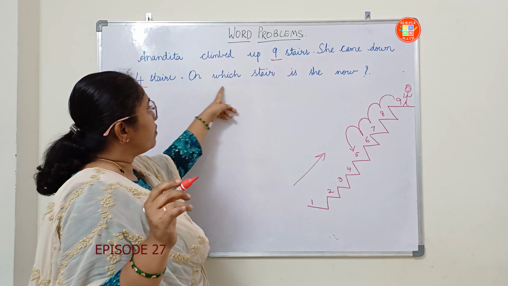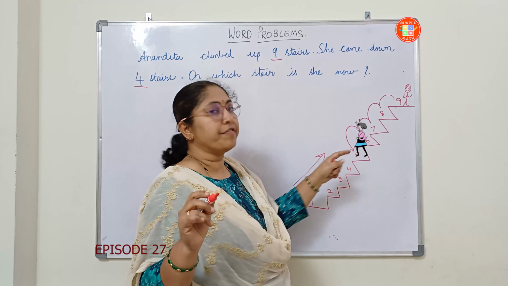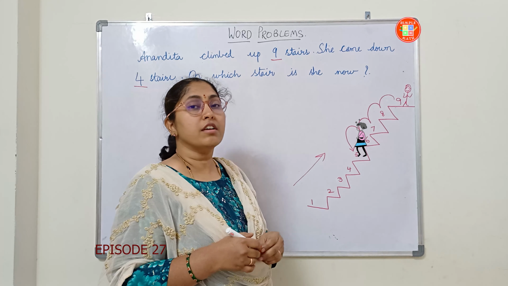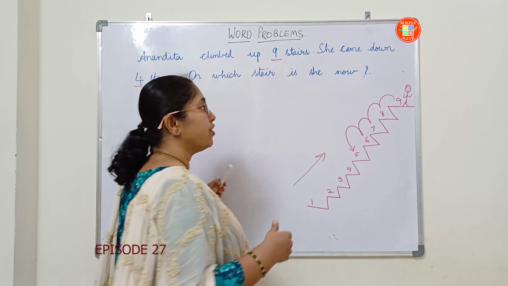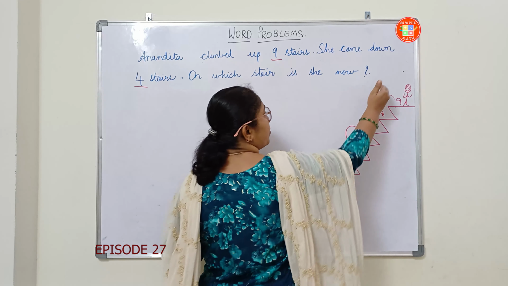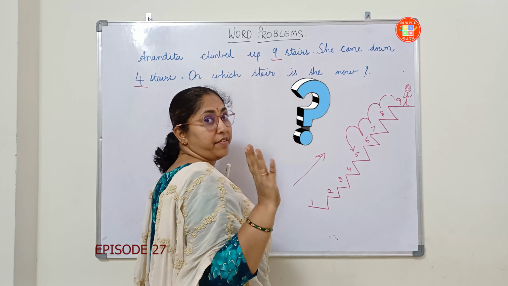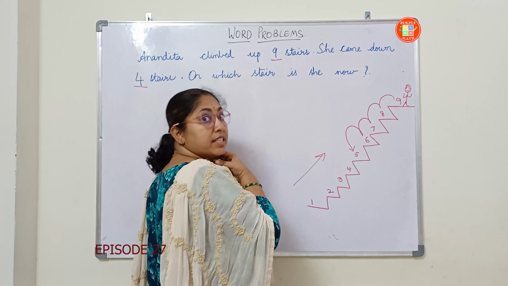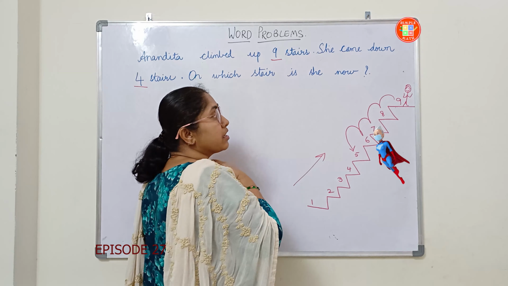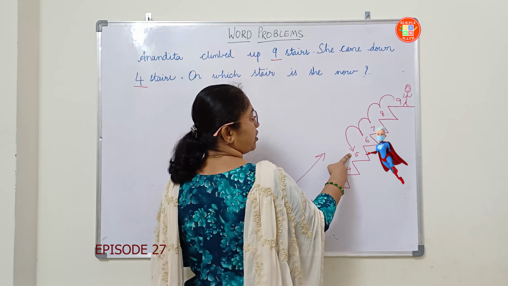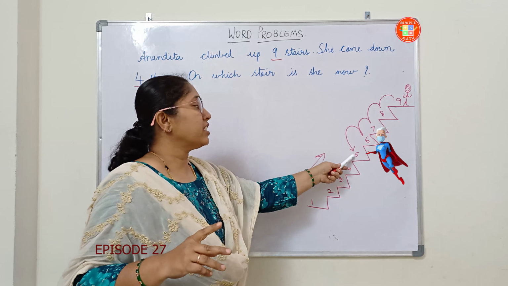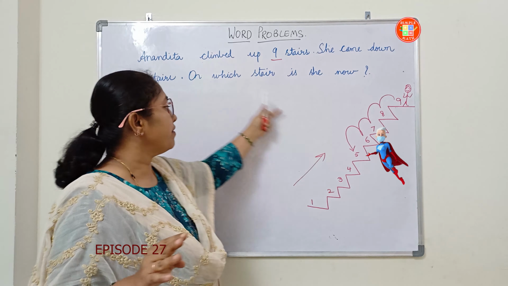Now what can we say? On which stair is she now? She is on the 5th stair. What are we doing here? We are coming down, or we are counting backwards. Counting backwards is nothing but moving back on the number line. What did we learn? Counting backwards is subtraction. So from this we can tell the answer: she is on the 5th stair.